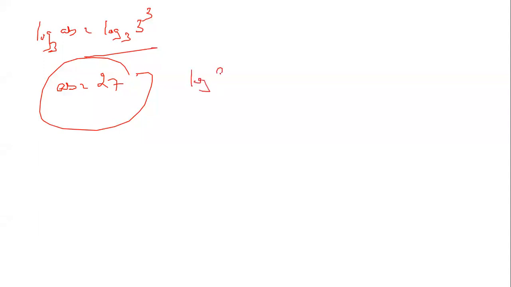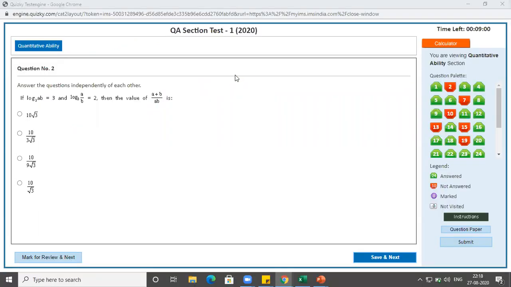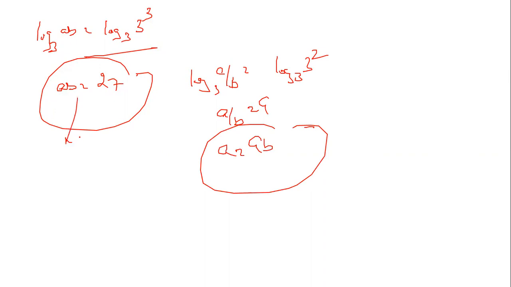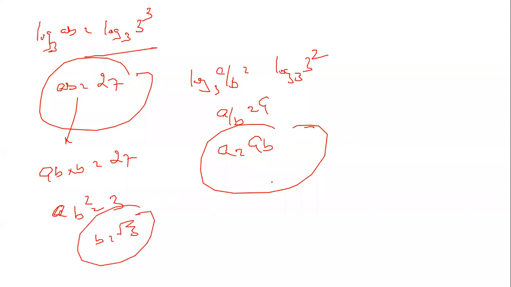Log base 3 of A by B is equal to 2. That means A by B is equal to 3 squared, which is 9. So A is equal to 9B. And AB is equal to 27. If A is 9B, then 9B into B is equal to 27, that means B squared is equal to 3. B is equal to root 3. If B is equal to root 3, that means A is equal to 9 root 3.